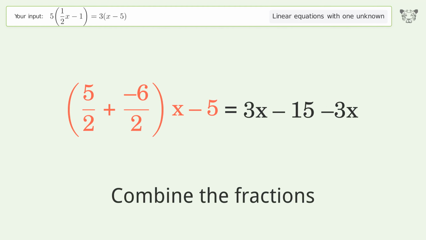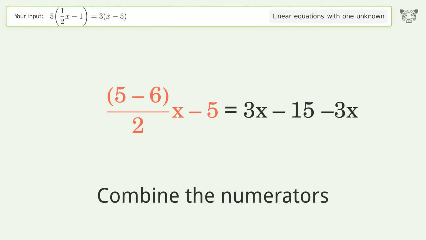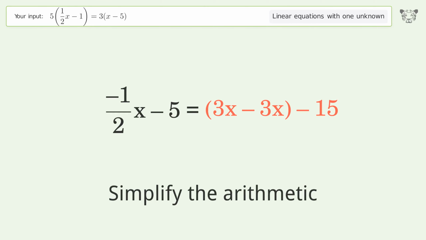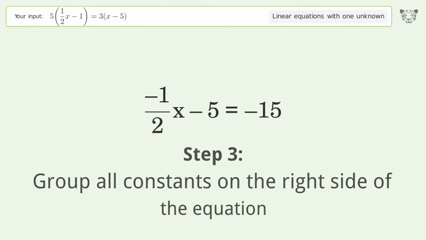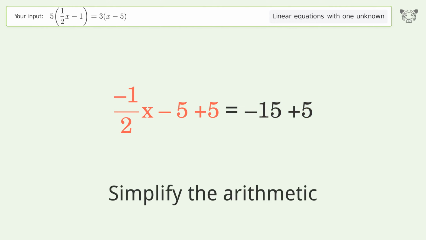Combine the fractions. Combine the numerators. Group like terms. Simplify the arithmetic. Group all constants on the right side of the equation. Add 5 to both sides. Simplify the arithmetic.